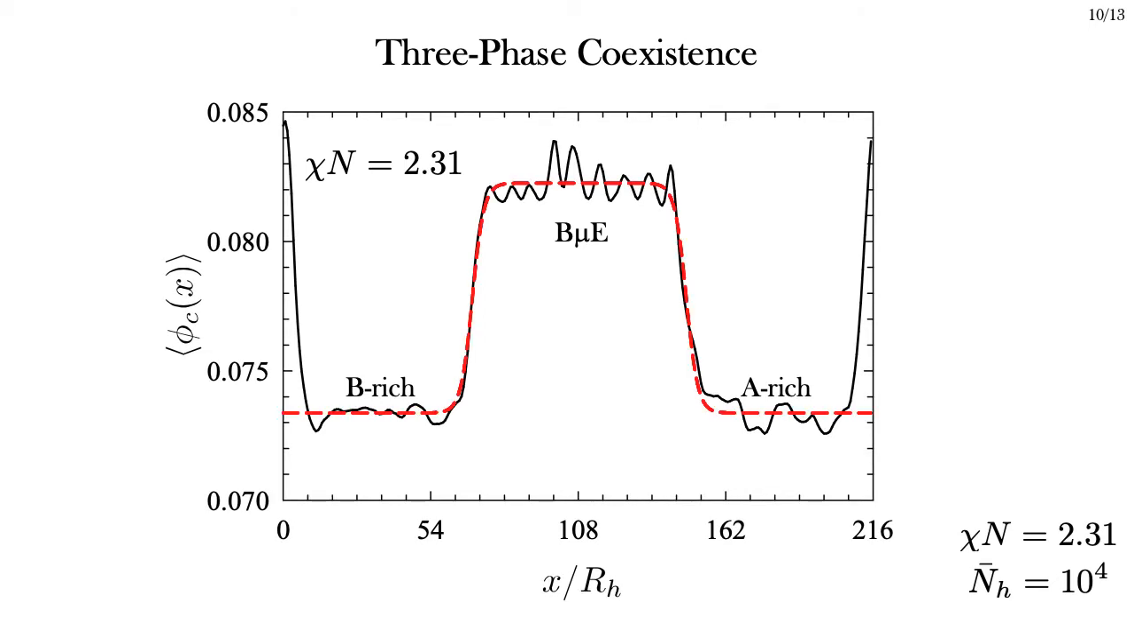Fitting these concentrations allows us to extract the amount of copolymer in each of the phases. The A and B rich phases are about 7.3% copolymer and the microemulsion is about 8.2% copolymer. If you initialize a blend between these concentrations, it'll macrophase segregate into the A rich phase, the B rich phase, and microemulsions. That is, three-phase coexistence. These concentrations therefore give us the limits of the three-phase coexistence region.